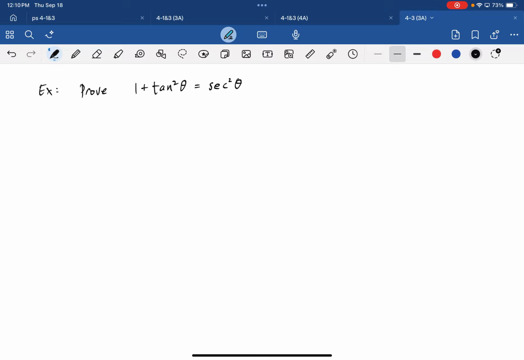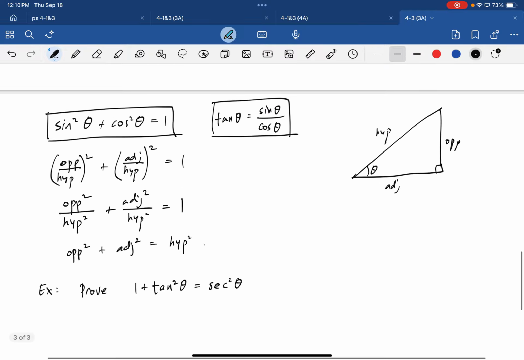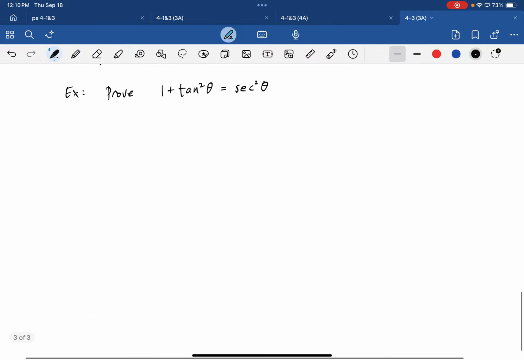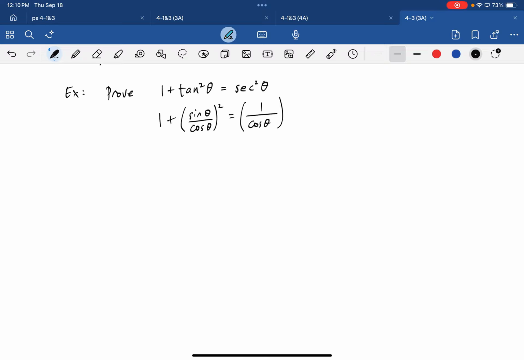Okay, what we do is we plug in what we just learned. Tangent theta equals sine over cosine, so we have 1 plus sine theta over cosine theta, squared. And then what is secant theta? 1 over cosine theta. Then what? Next step. Multiply both sides by cosine.